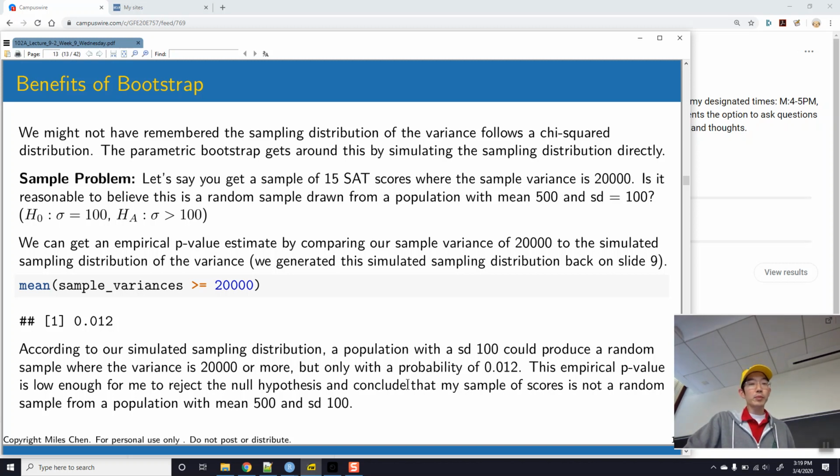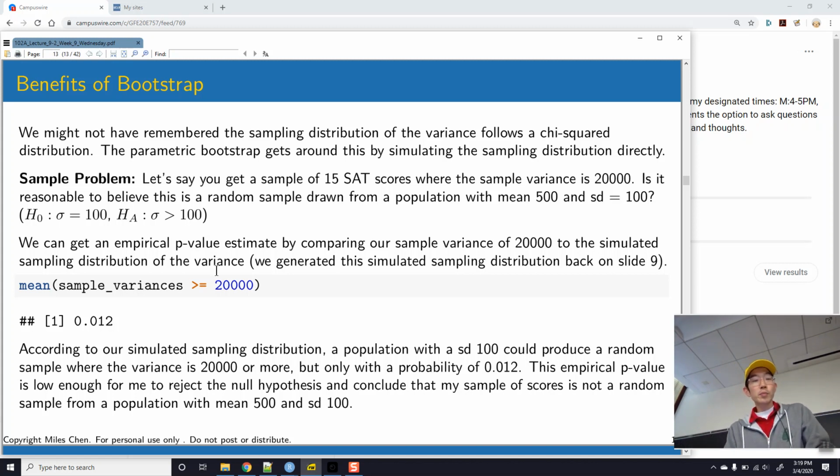So here's a problem that somebody might ask, right? Let's say you just have a sample of 15 SAT scores where the variance is 20,000, okay? Is it reasonable to believe that this is a random sample drawn from the population where the mean is 500 and standard deviation is 100, right? So is that reasonable? Okay.